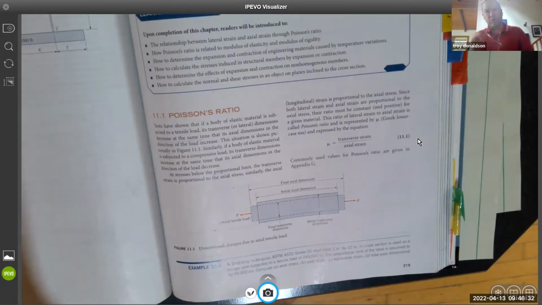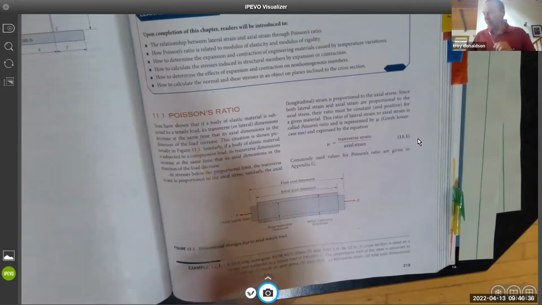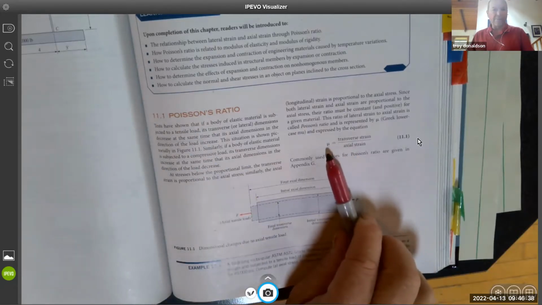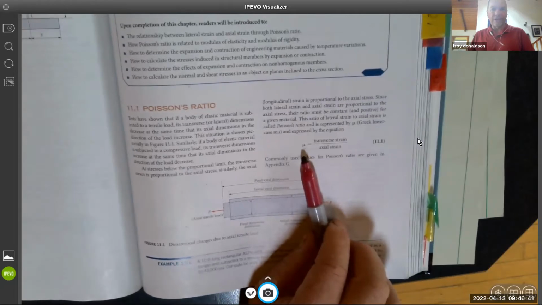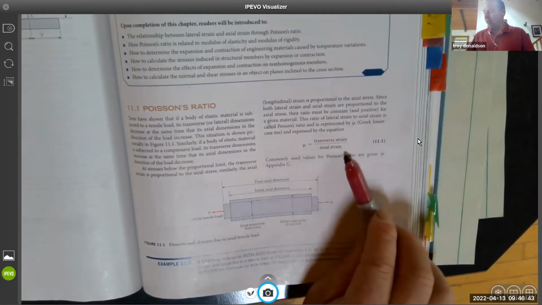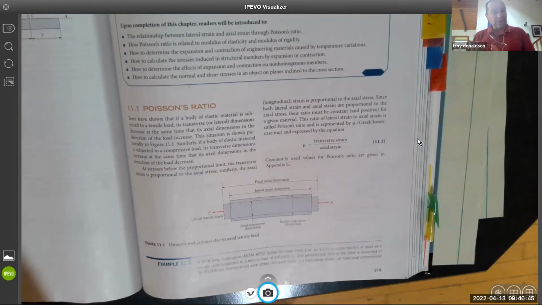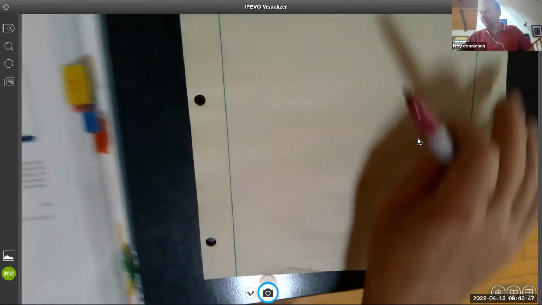Right now, we'll just do them one at a time. The first one, Poisson's ratio, that's a mu, Greek letter mu, okay? And it's the transverse strain over the axial strain. So let's remember what strain is.